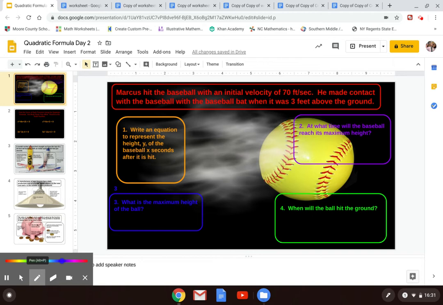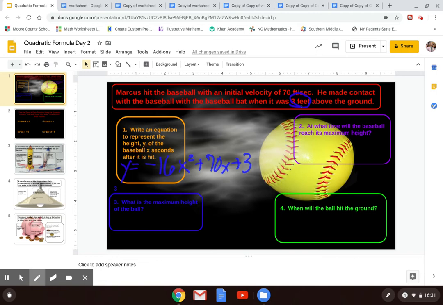equation to represent this. So if you remember, we said it was y equals, and then a negative 16 is the constant for gravity that we use in these types of equations. So negative 16x squared plus the initial velocity of 70 feet per second, so that's 70x, plus 3, which is the starting point because he was 3 feet above the ground. So his starting point is 3. So that was our equation.